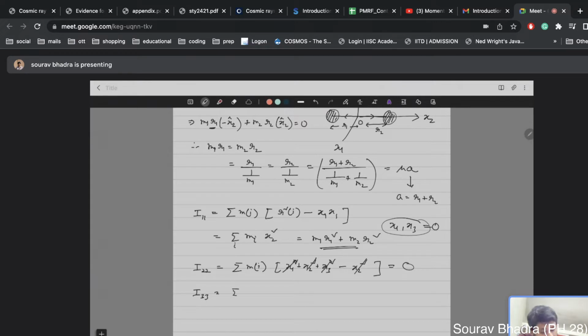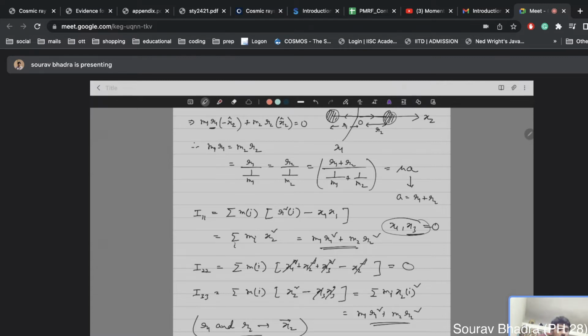Similarly, your I33, here as usual it is only x2 square and x3, but you know that all your x3 coordinates are 0, so that is 0. That will only give you mi x2i square. So this is m1 r1 square plus m2 r2 square, because always remember your r1 and r2 are along your x2 vector. That's why we are writing it.